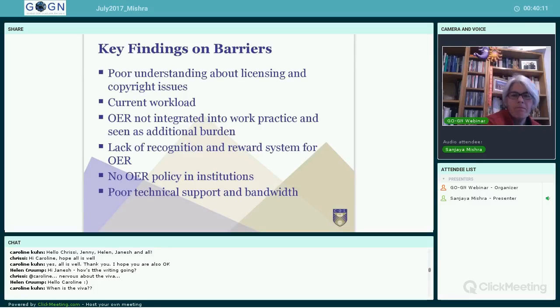Most of the time teachers tell that, okay, when I write a research paper, I get certain, in India there is a system called Academic Performance Index, and this is related to their promotions. Each article gets a score, and they have to accumulate a certain score to go to the next level, from lecturer to assistant professor to associate professor and associate professor to professor and so on and so forth. So they accumulate those points, and those research papers are accepted. But when you do teaching and learning and produce OER, it is not recognized in any way.